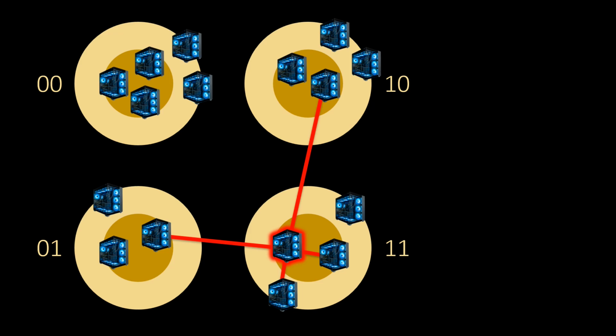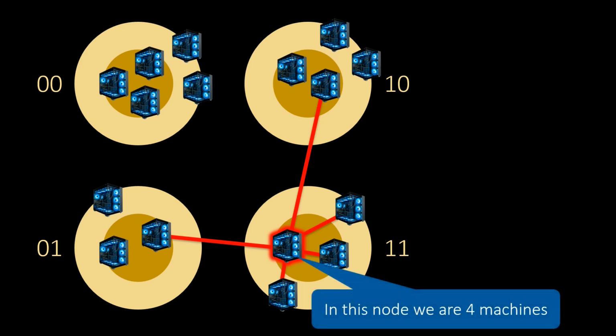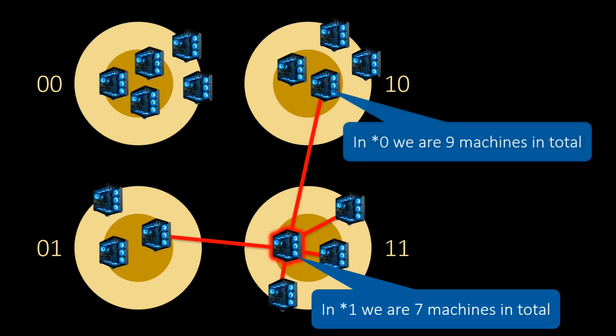Because a machine is neighbors with all machines in its hypercube node, each machine knows how many machines there are in its hypercube node. Then any machine can talk to its neighbor in the first dimension, with the first bit being different, and learn how many machines that node has, and as such compute how many machines in total there are in the nodes whose ID ends with a 1. In this case there are a total of 7 machines. The nodes ending with 0 do the same and learn that they are 9 machines.